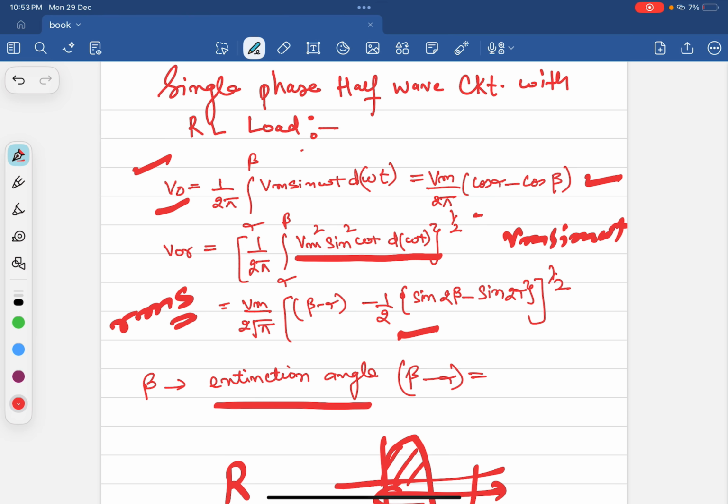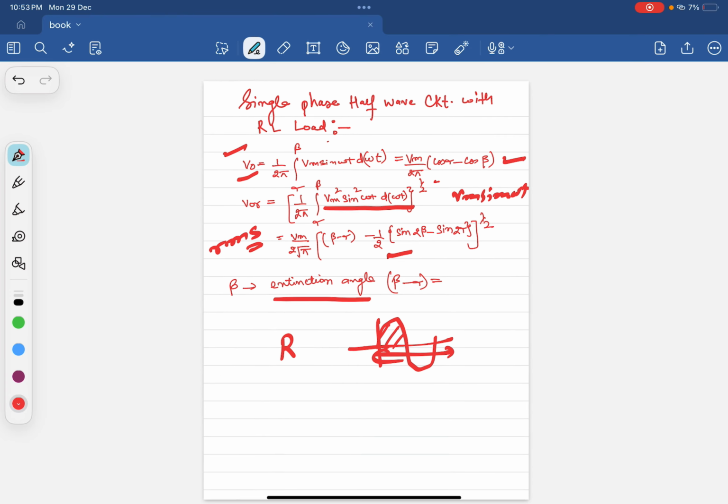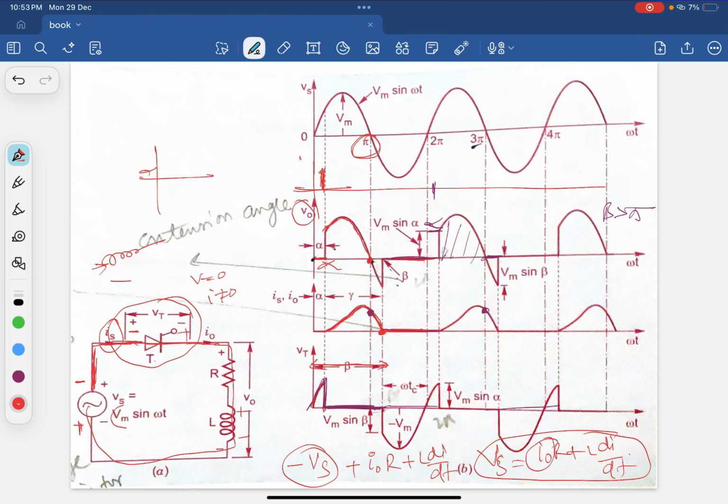You have to remember these values by heart, because in the exam you won't get much time to solve the numerical, so you have to remember both these values. Also you can easily remember the graph, and if you know how to calculate the average and RMS value, you can calculate it very easily.